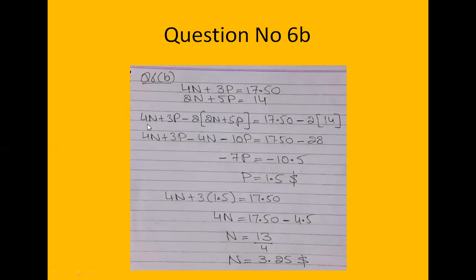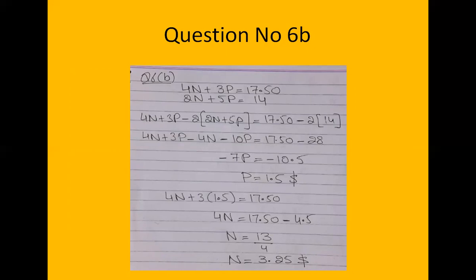So here you can see 4N plus 3P minus 2 times the bracket 2N plus 5P equals 17.50 minus 2 times the bracket 14. So you will have 4N plus 3P minus 4N minus 10P equals 17.50 minus 28. 4N minus 4N, they both will cancel. 3P minus 10P will be minus 7P equals 17.50 minus 28, which is minus 10.5. So minus minus will cancel, and P will equal 10.5 divided by 7, and that will give you $1.5.